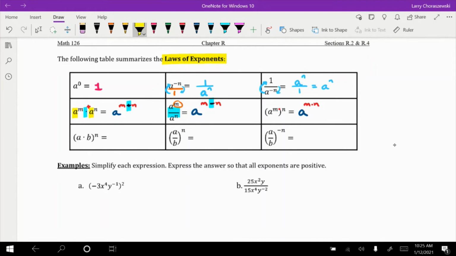Now, anytime you have multiplication going on inside of a set of parentheses and there's an exponent on the set of parentheses, you can essentially distribute the power to each of these factors. Okay, so we're not only going to raise a to the power of n, but we're also going to raise b to the power of n.